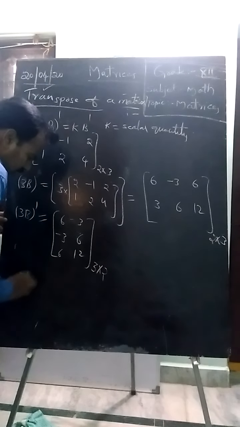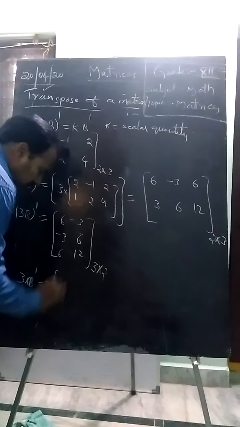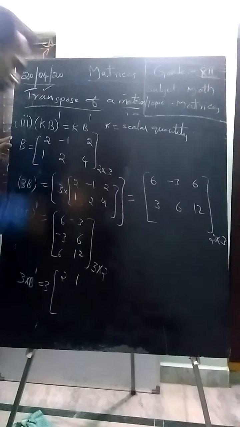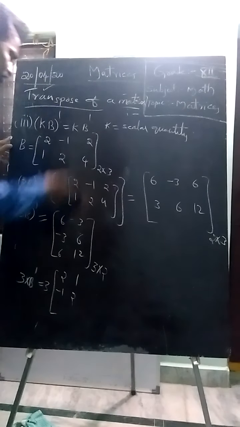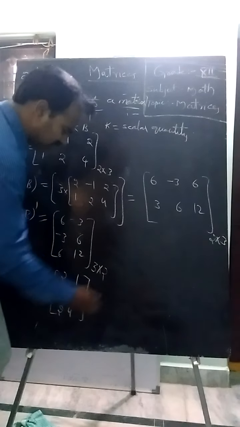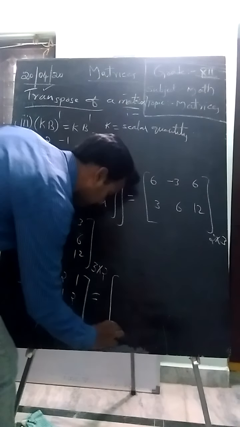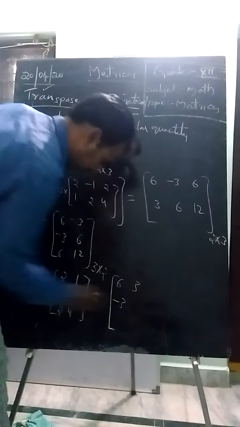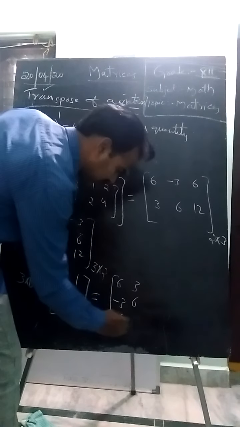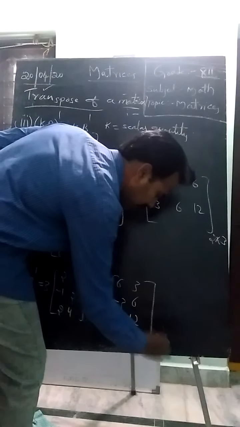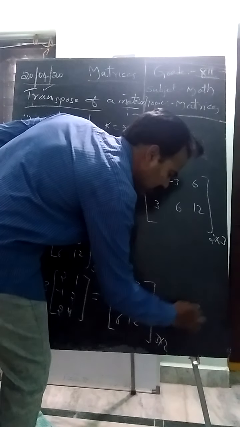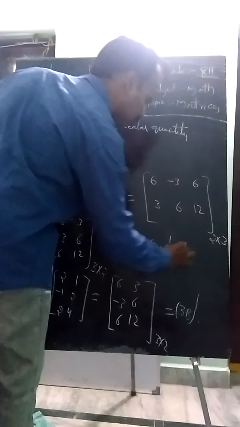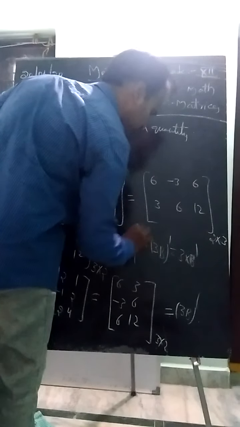We have 3 into B'. What is the transpose of B? B is given, so change rows into columns, or columns into rows. That is up to you, students. There is no rule to follow this method only. Anyhow, you will get the same answer. Then multiply again: 6, 3, 3 into 6, 3, 12, minus 3, 6, 12. So this is 3 by 2, which equals (3B)'. Therefore, we can conclude that (3B)' equals 3 into B'.